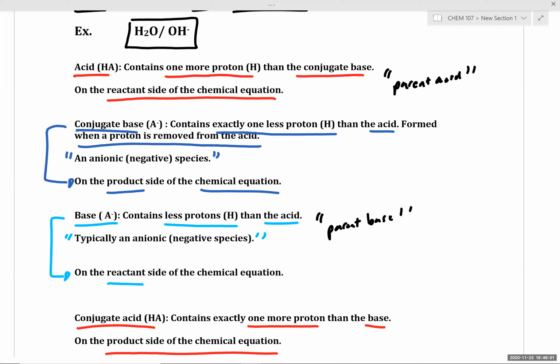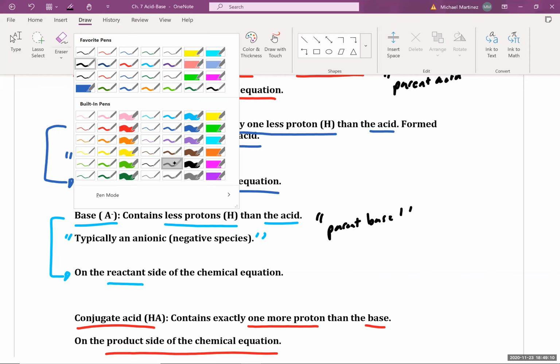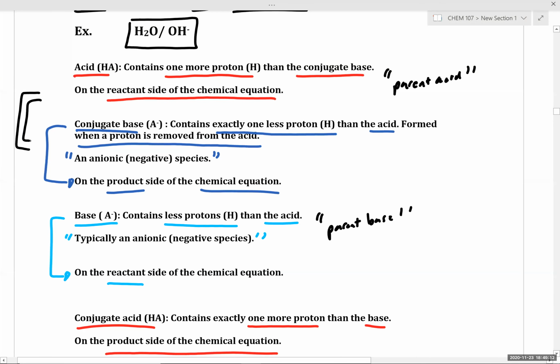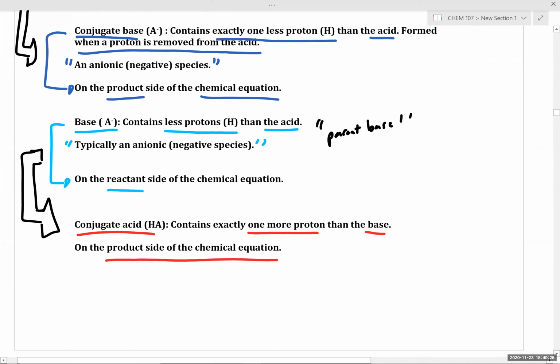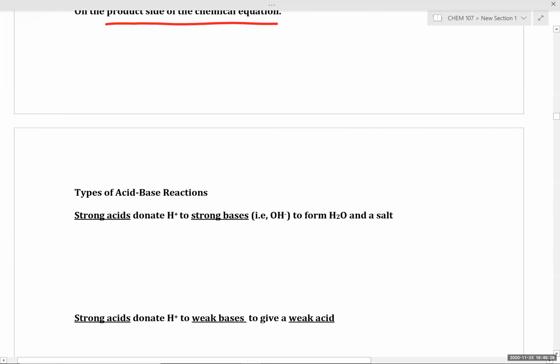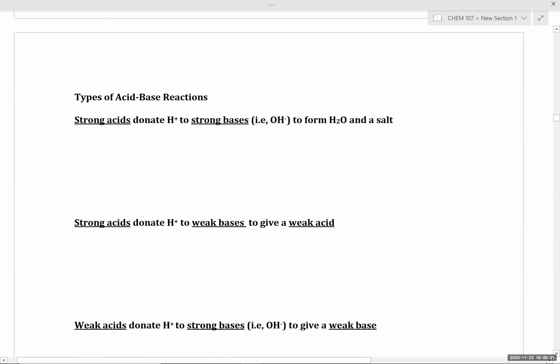Okay. Does that make sense? So the conjugate base is what's produced from the parent base? It's produced from the parent acid. So think of it like an arrow. The acid reacts to make the conjugate base, while the base reacts to make the conjugate acid. Okay. Does that make sense? Yes, thank you. Perfect.